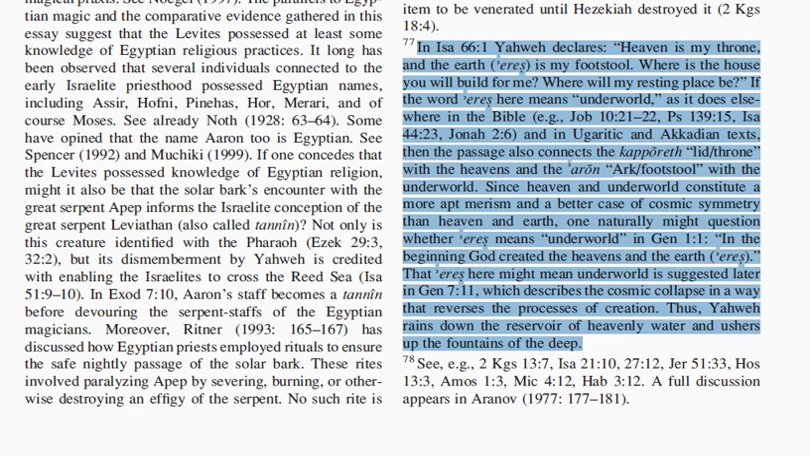One naturally might question whether eretz means underworld in Genesis 1:1: "In the beginning God created the heavens and the earth." That eretz here might mean underworld is suggested later in Genesis 7:11, which describes the cosmic collapse in a way that reverses the processes of creation. Thus Yahweh rains down the reservoir of heavenly water and ushers up the fountains of the deep.